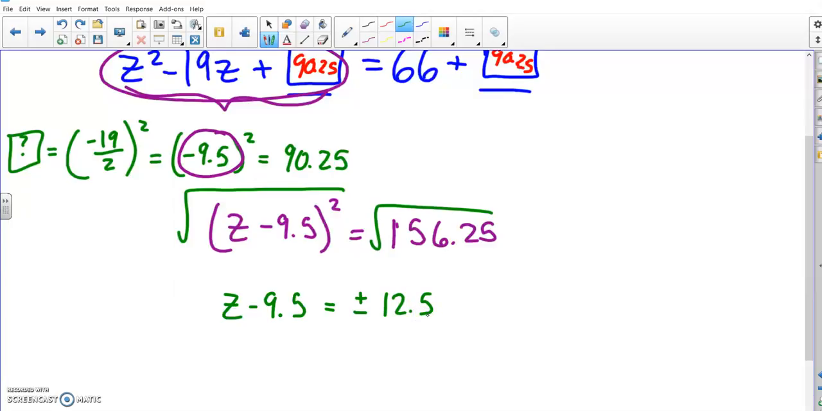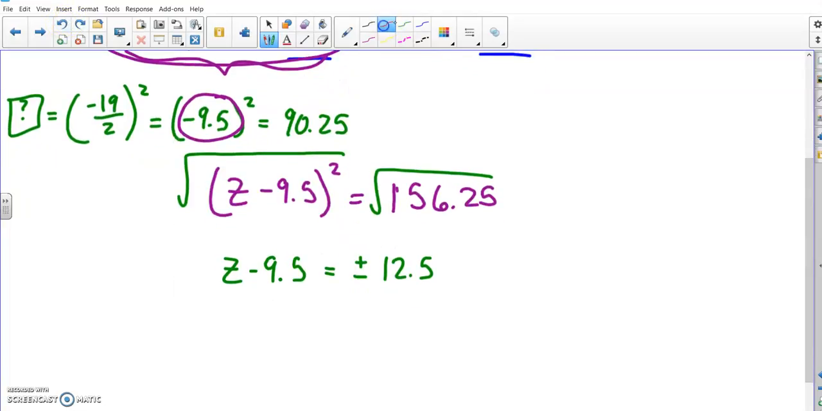Remember, anytime we take the square root of a number, we do need that plus or minus to get both of those answers. So now we still want that z by itself, so we have to add 9.5 to both sides. So I can write my answer as z equals 9.5 plus or minus 12.5.